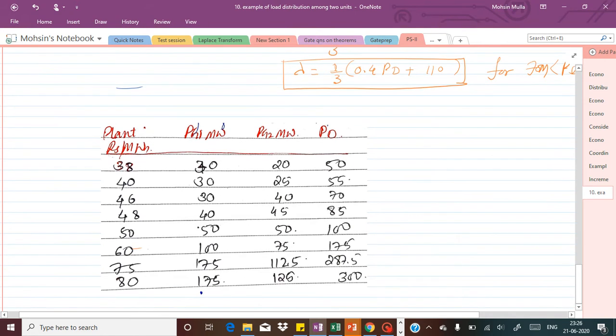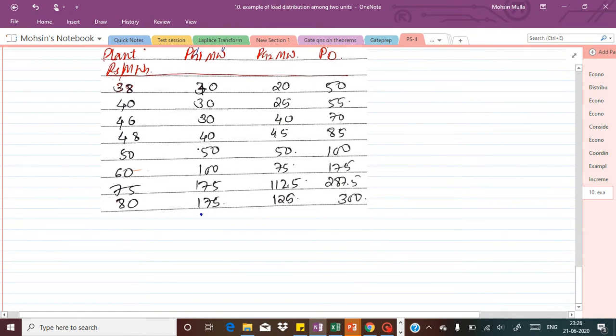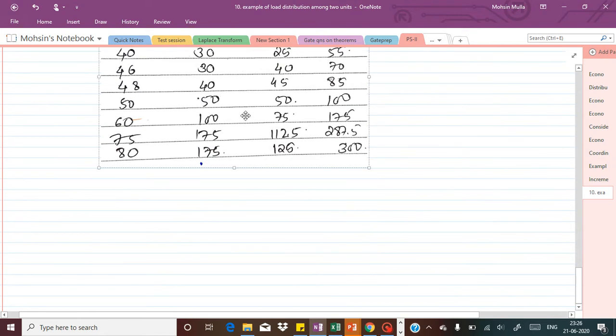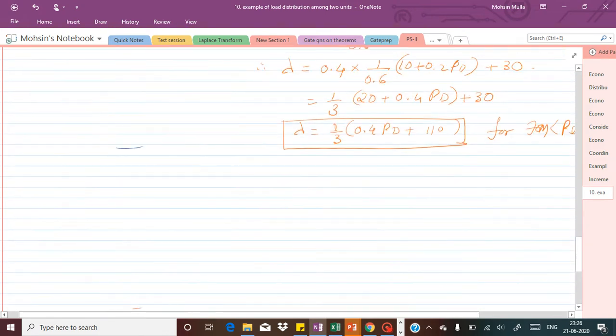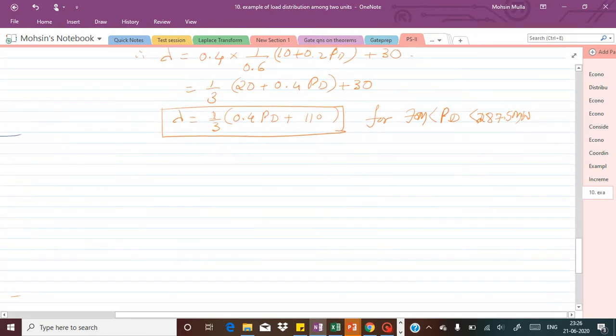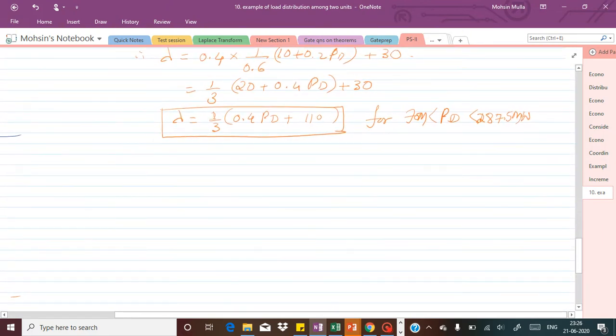value of the lambda we should determine Pg1 and Pg2, and those will be the loading values of the two generators, Pg1 and Pg2. That is what we have to do. And once 287.5 megawatt demand is reached, then if any further increment in the demand will be there.